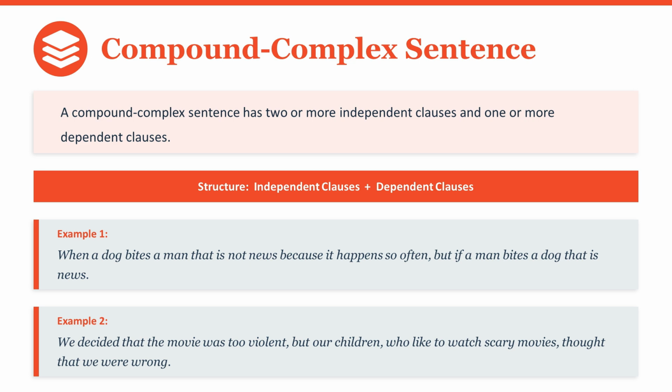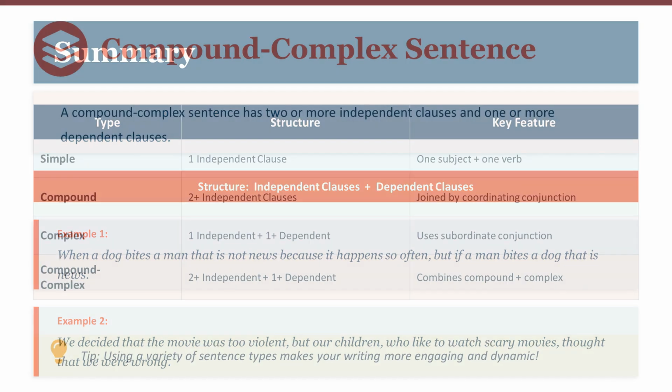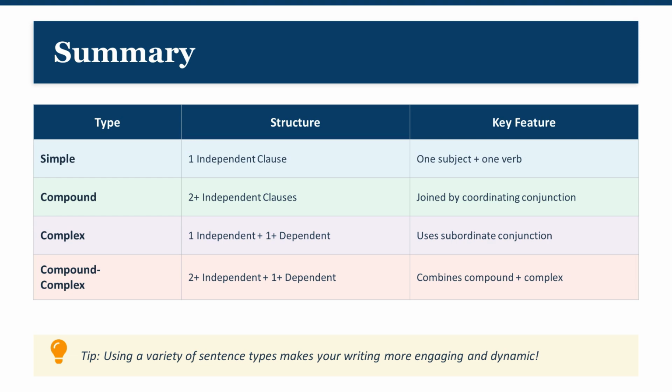Here is the second example. We decided that the movie was too violent, but our children, who like to watch scary movies, thought that we were wrong. You can see that these sentences are longer and more complex because they combine elements from both compound and complex sentence types. Let us quickly recap everything we have learned.